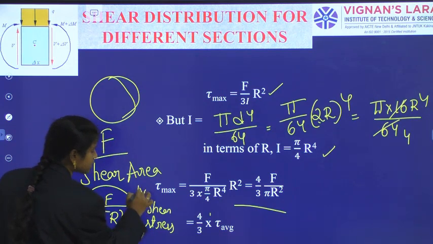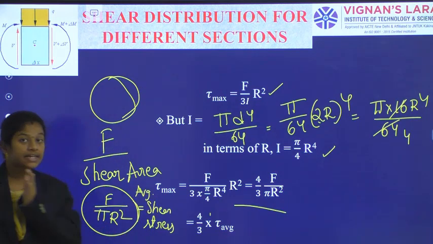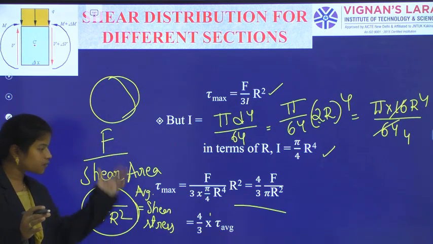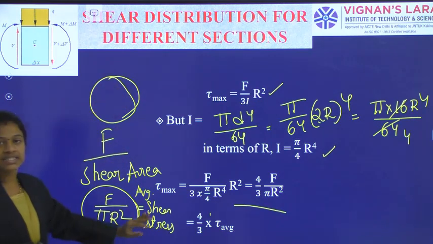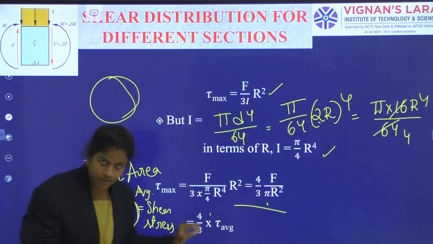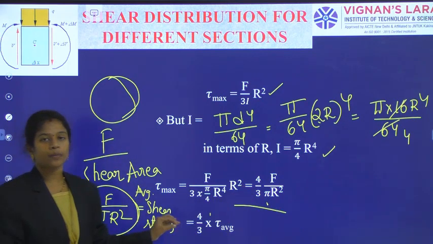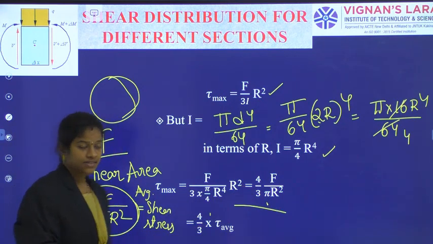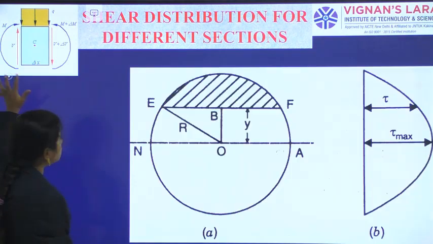In general, this one is average shear stress. The basic definition of shear stress is shearing force by shearing area, and that one is average shear stress only. Now, see here, F by pi r square is there, right? That's why tau maximum is equal to 4 by 3 tau average. Okay, tau maximum is equal to 4/3 tau average.